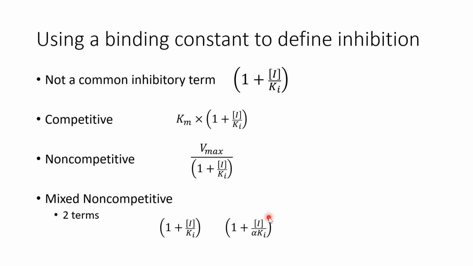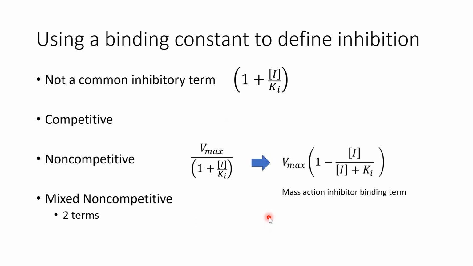But anyways, to sort of understand what this term actually means, you can focus on the non-competitive inhibition equation. And if you actually rearrange it, you see the mass action inhibition binding term sort of come out here, where you now have Vmax being multiplied by 1 minus the inhibitor over the inhibitor plus the binding affinity constant of the inhibitor to the enzyme.